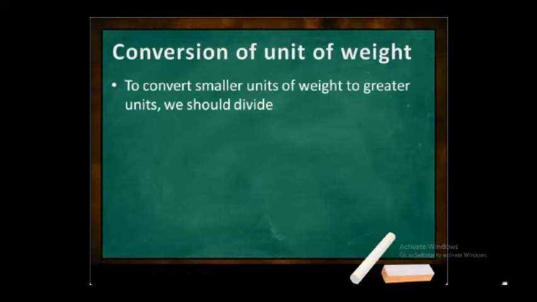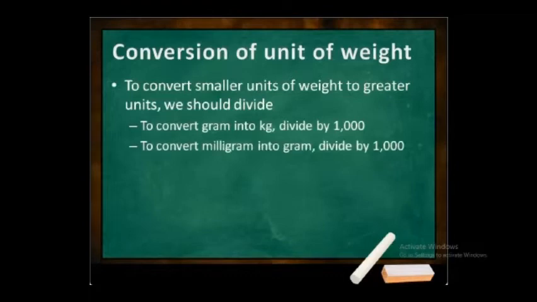Now to convert a smaller unit of weight to a greater unit, you should divide. To convert gram into kg, you will divide by 1000. To convert milligram into gram, you will also divide by 1000. To convert kg into quintal, you will divide by 100.